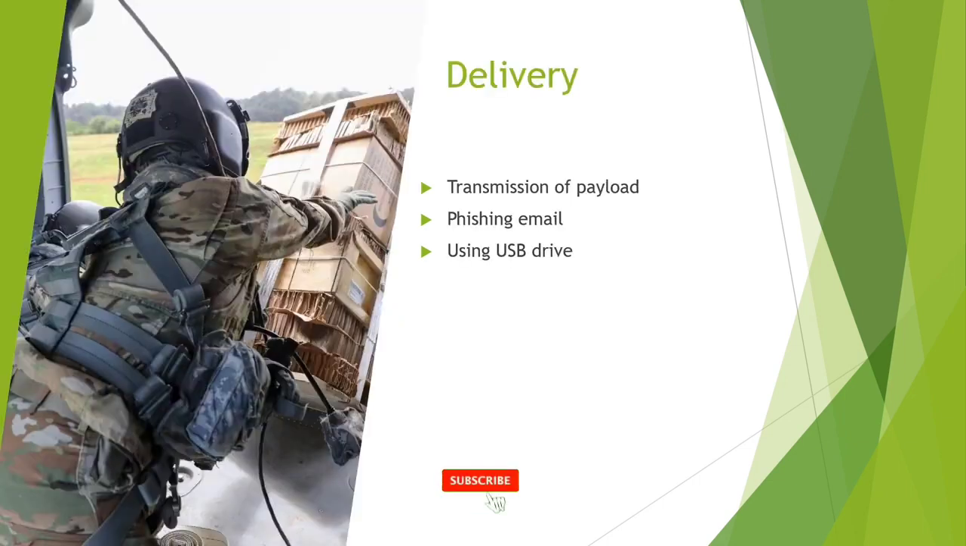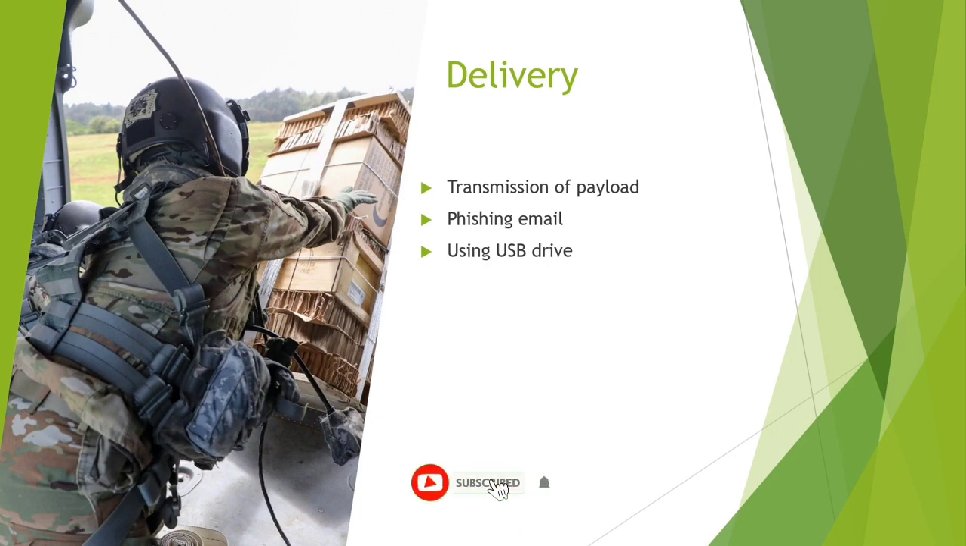The next phase is delivery. In delivery, once the weapon is created in the weaponization stage, the malicious payload is transmitted to the victims. It can be as an email attachment, or via a malicious link on a website or vulnerable web application, or it can be transmitted through a USB drive.